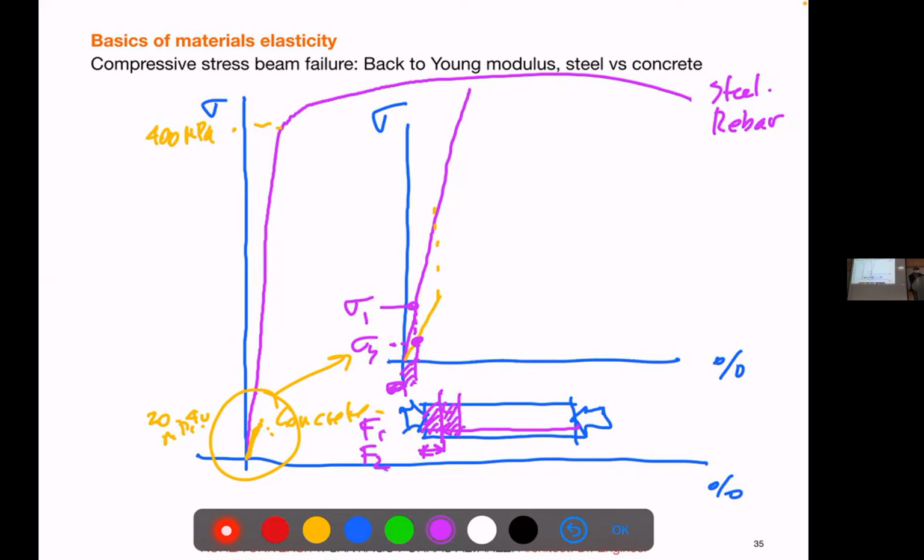And we go to the limit. So if we go to the limit of the concrete, here we have steel 1, concrete 1, and this is concrete 2, right? If this is the limit, concrete will break at this point, but still steel is so happy, right? Still almost does not feel it. But now the concrete broke.